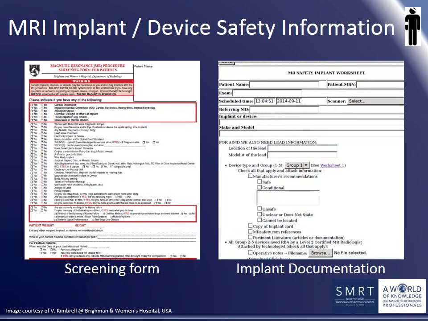From a medico-legal perspective, it is always important to maintain up-to-date, detailed patient records. Any implants should be documented along with relevant MRI safety information. An electronic database, or forms such as this one on the right, should be completed and filed together with patient information.